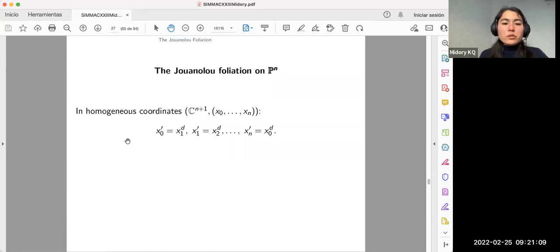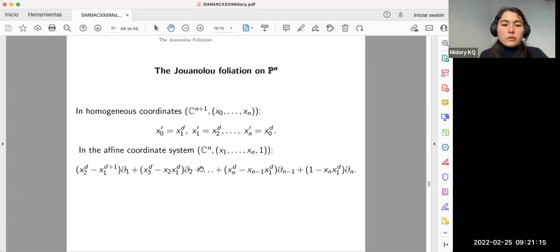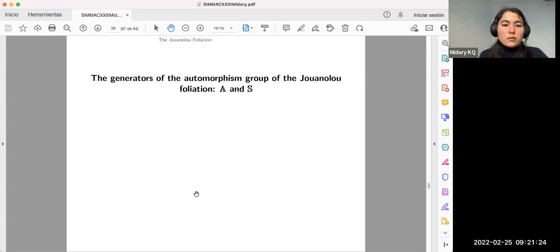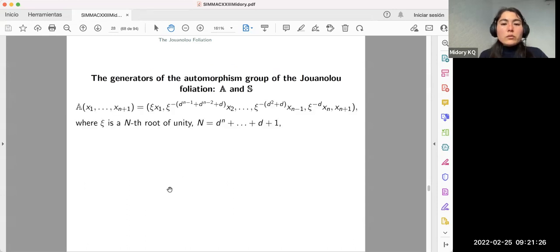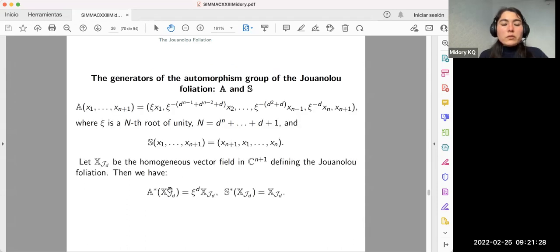So in homogeneous coordinates, the general foliation can be given by this vector field. And in affine coordinates, we can see it like this. Okay, this vector field in C^n. It has two automorphisms that leave invariant the foliation.